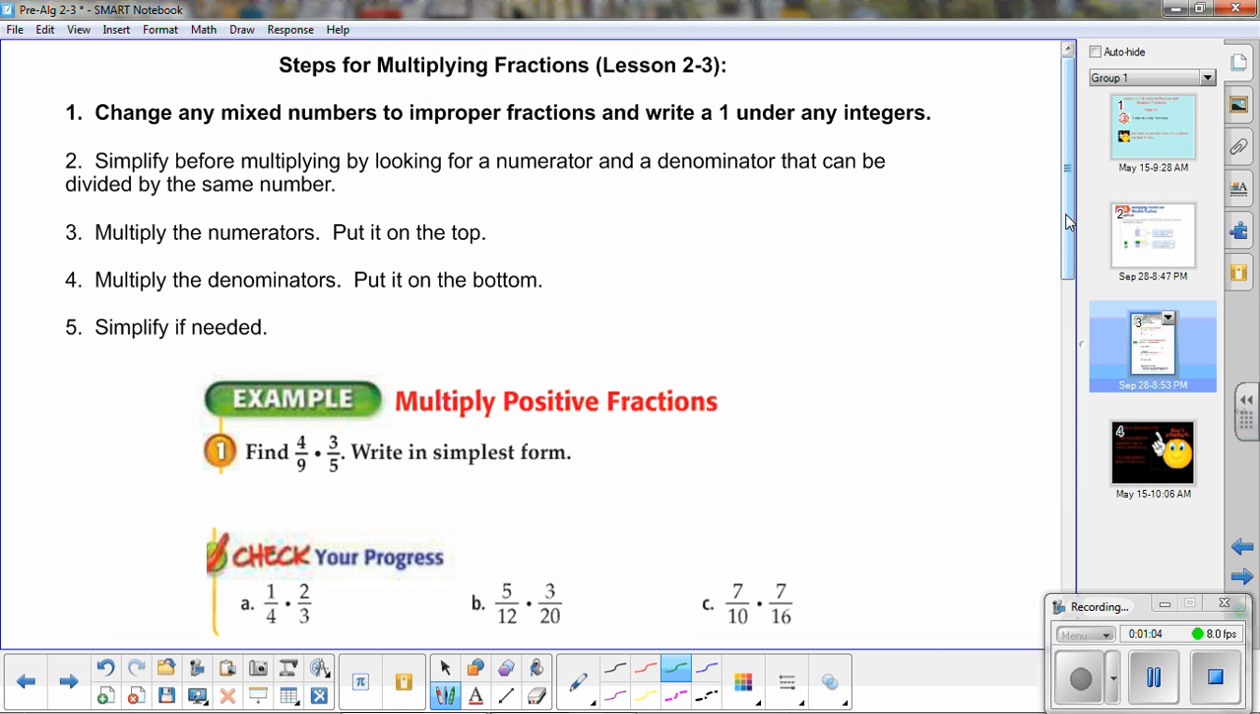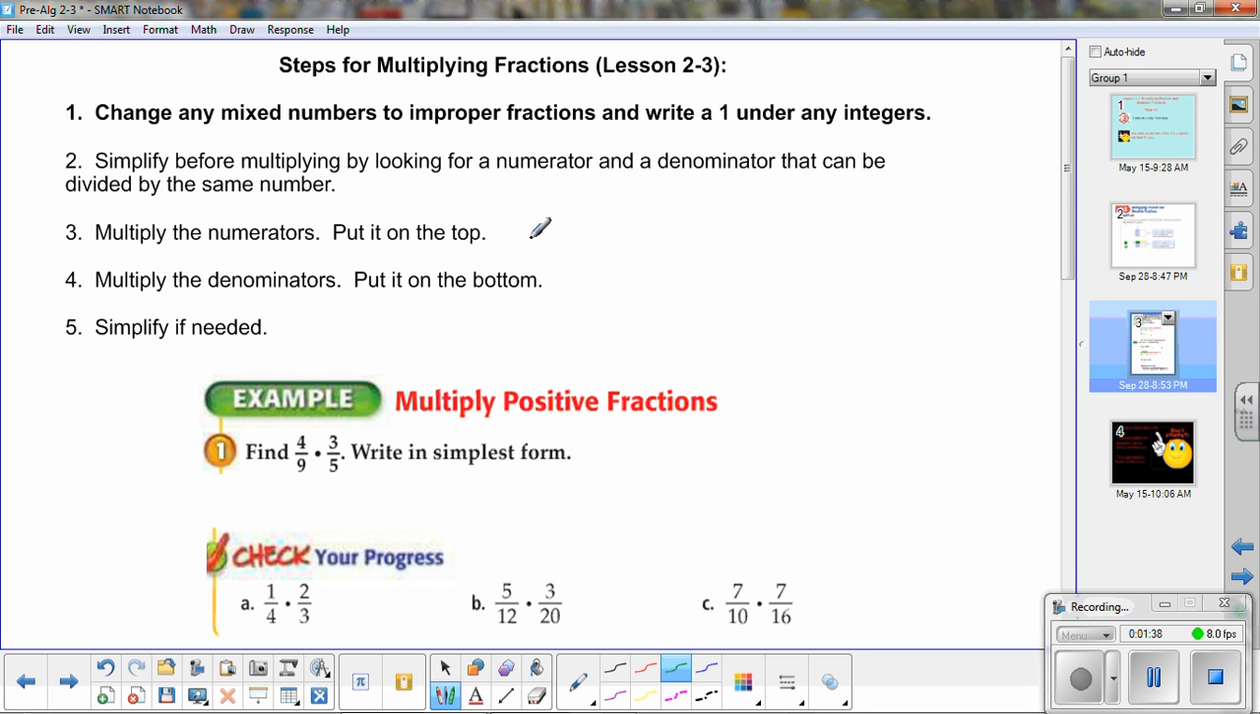Before we go and try some, I have a couple quick steps here for multiplying fractions. The first one is that if you have any mixed numbers, you want to change them to improper fractions, or if you have whole numbers or integers, you want to write them over 1 so they are a fraction as well. Step 2 is to simplify before multiplying by looking for a numerator and a denominator that can be divided by the same number. You don't have to do this step, but it makes your simplifying easier if it's done before you multiply rather than waiting till the end.